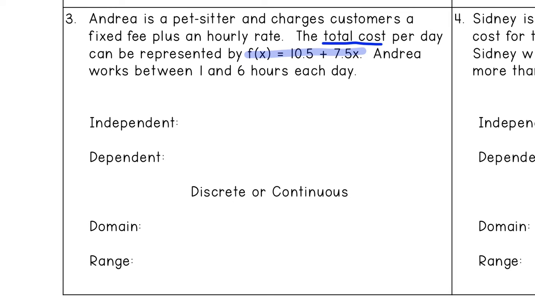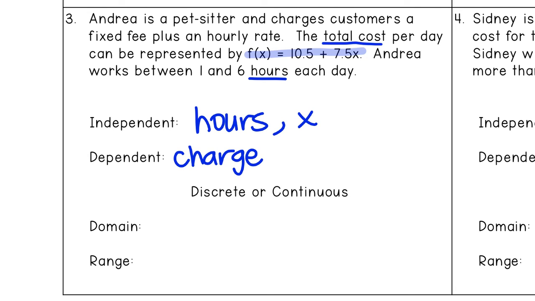So the two things that I think they're talking about here is the total cost and the hours that she spends pet sitting. The one that she gets to control is how long she stays for pet sitting. She can tell them how long she wants to stay. So since she's controlling it, the independent variable is going to be the hours. So that would be X. The dependent is how much she charges, and they use f of x here.